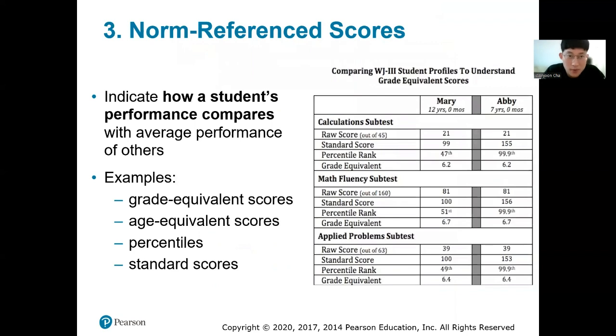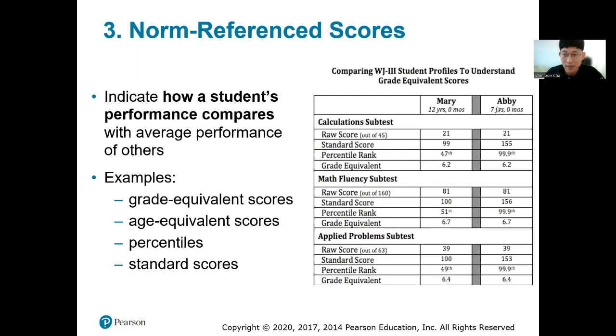The last type of scores are norm reference scores, which indicate how a student's performance compares with average performance of others. So the examples are grade equivalent scores, which indicates at which grade level students perform, and age equivalent scores, which indicates at which age the student's performance can fall into. The percentiles and standard scores are the examples of norm reference scores. So let's look at the example.